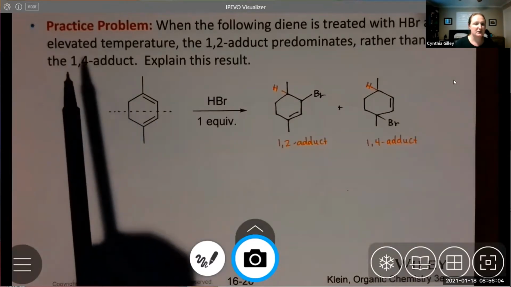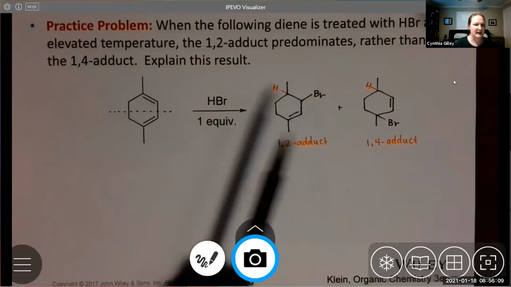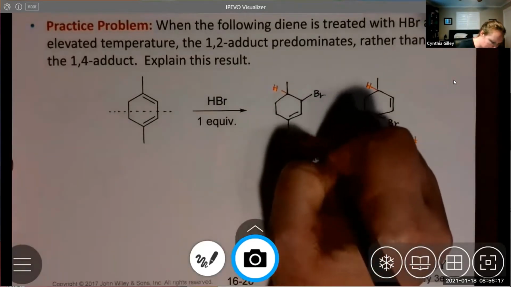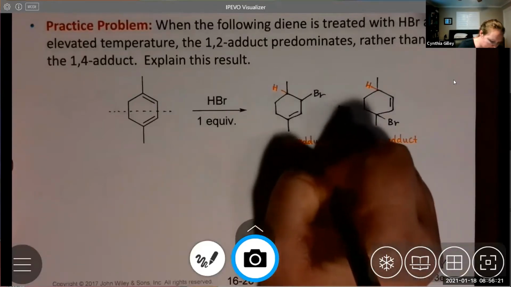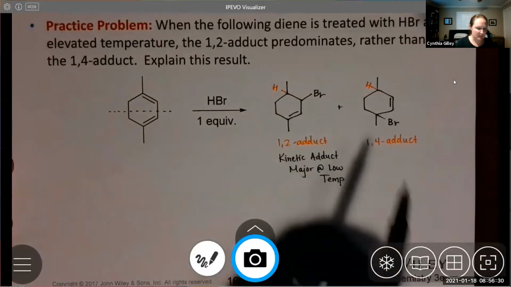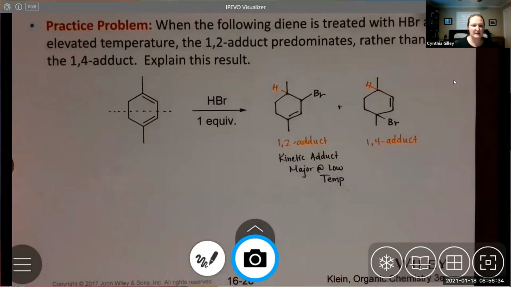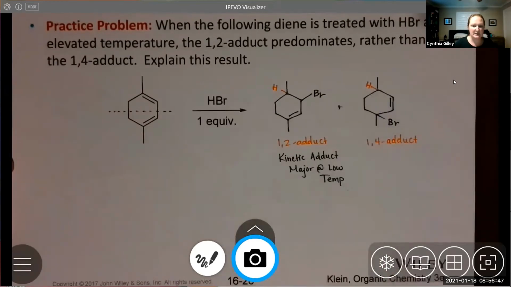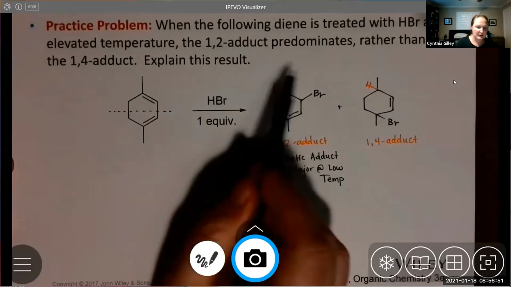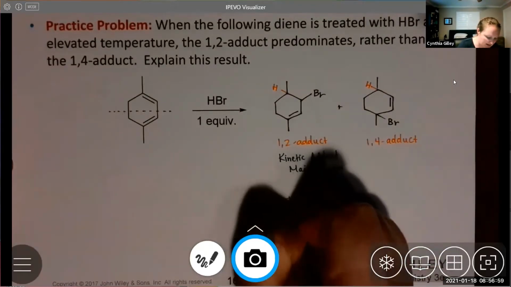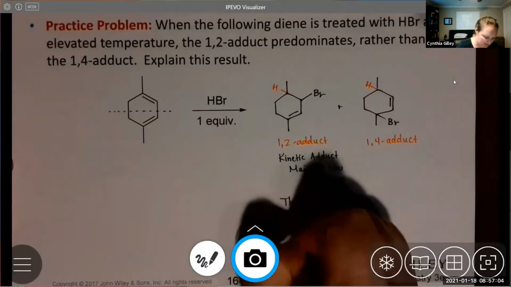So the question asks me to figure out why the 1,2 adduct predominates at higher temperature. So normally we know that the 1,2 adduct is the kinetic adduct, right? So it should be major at lower temperature. But which product is the thermodynamic adduct? It is not always the 1,4 adduct. And in fact, it's defined as the most stable product, which is the most substituted alkene. You may notice that the 1,2 adduct is actually a trisubstituted alkene, and the 1,4 adduct is a disubstituted alkene. So this is actually more stable. So this is also the thermodynamic adduct, which explains why it is the major product at higher temperature as well.